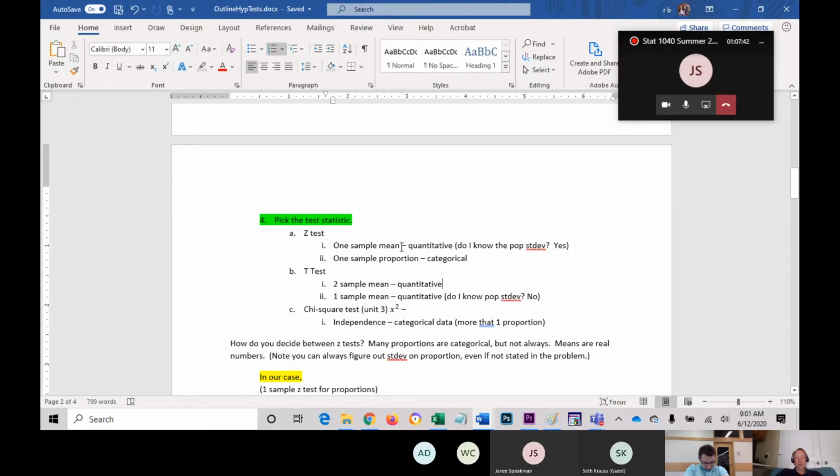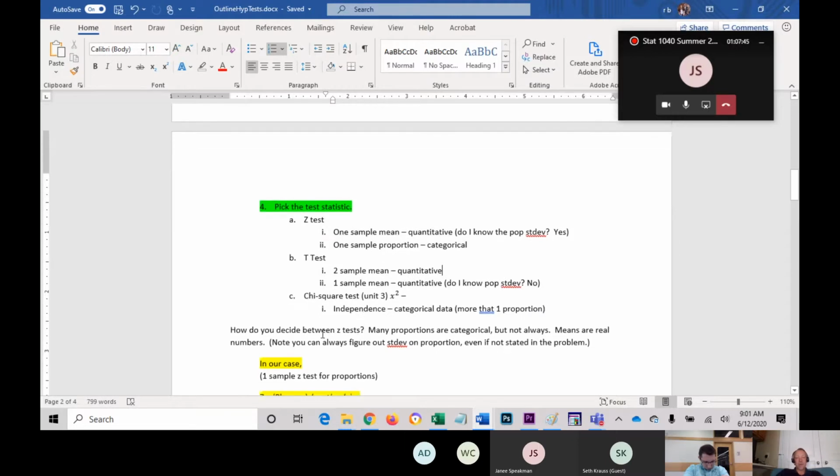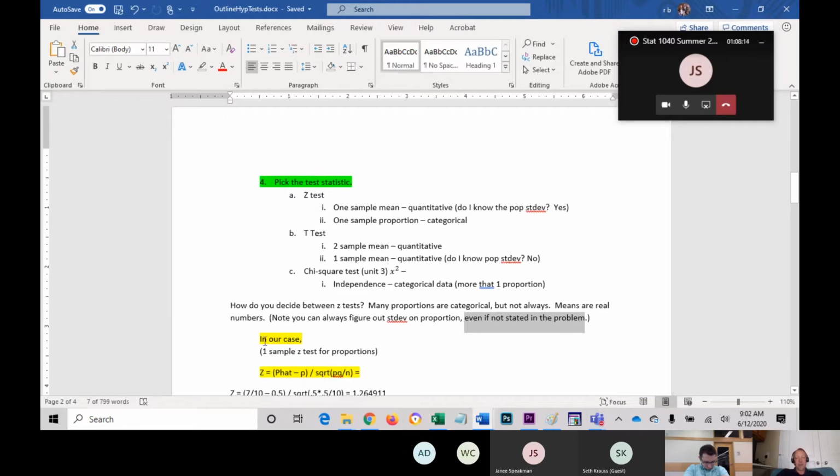Now, how do you decide between the z-tests, okay? Which is what we're going to be concentrating on for, I don't remember, the next one or two class periods, okay? So many proportions are categorical, but not always. Means are always real numbers. You can always figure out the standard deviation on a proportion, even if it's not stated in the problem, okay? So in our case, we're using categorical data. It's a one sample proportion.